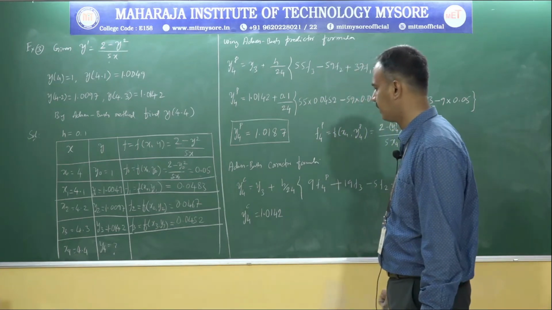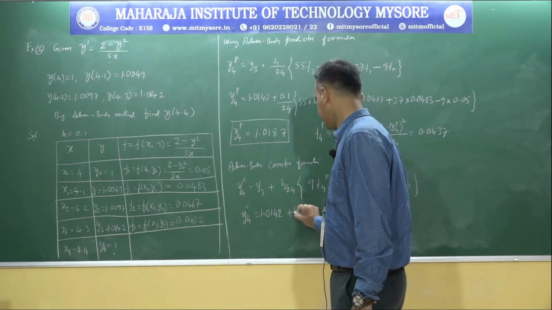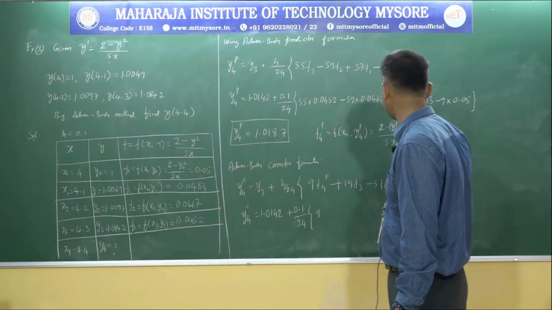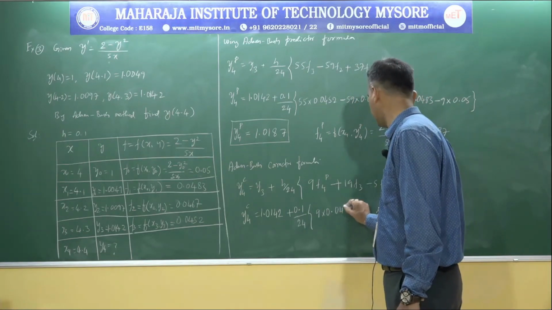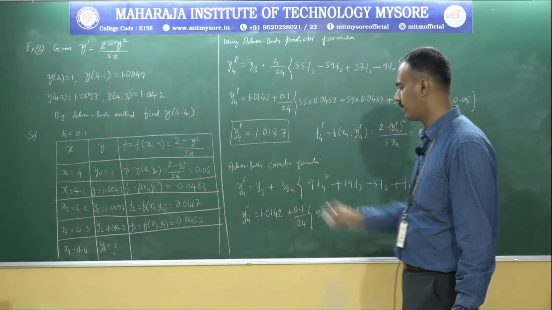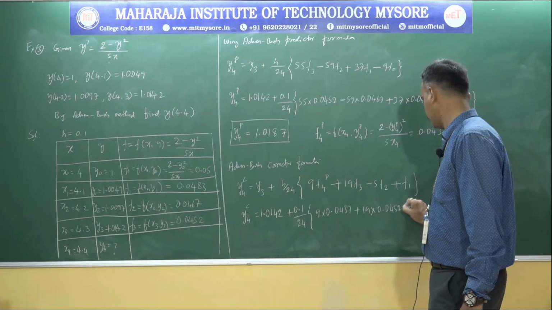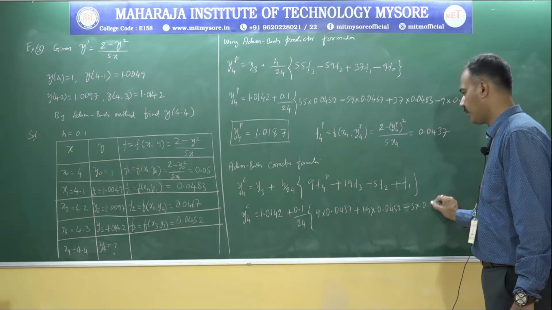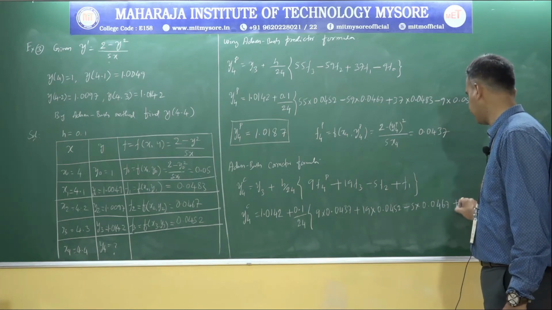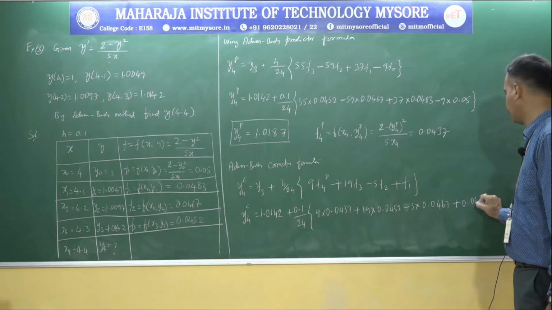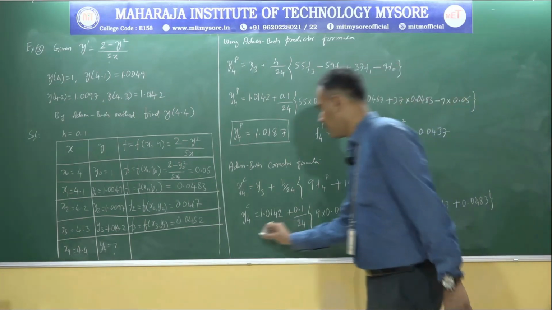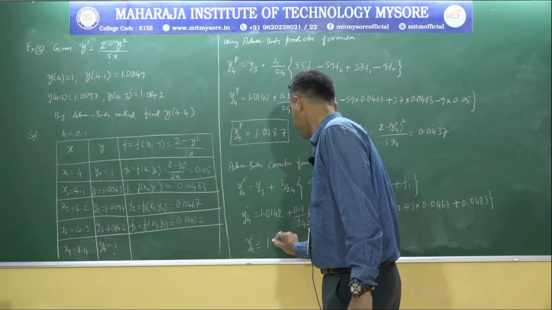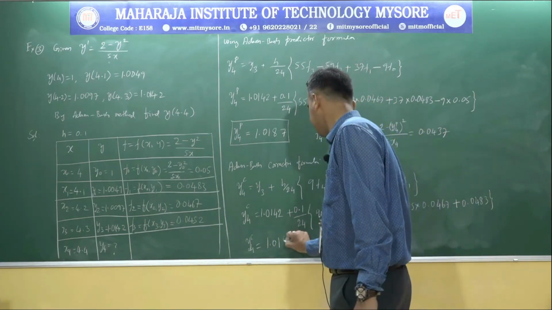y3 is 1.0142, plus h value 0.1 by 24. The 9 f4p, already simplified, is 0.0437, plus 19 f3 from the table, 0.0452, minus 5 into f2 from the table, 0.0467, plus f1, which is 0.0483. Now simplification: y4c, the corrector value, is 1.0186.